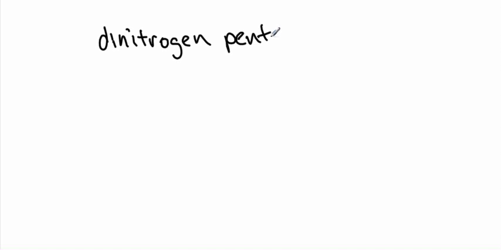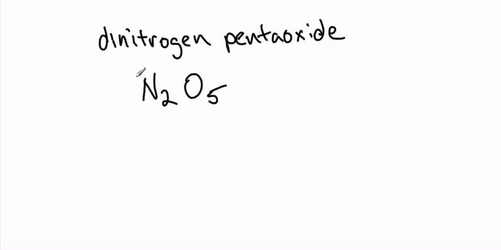Okay. Now we're going to go from the name to writing the formula. Let's say we had dinitrogen pentaoxide. Alright, so the di means we have 2 nitrogen, penta means we have 5 oxygen. And it's that simple.